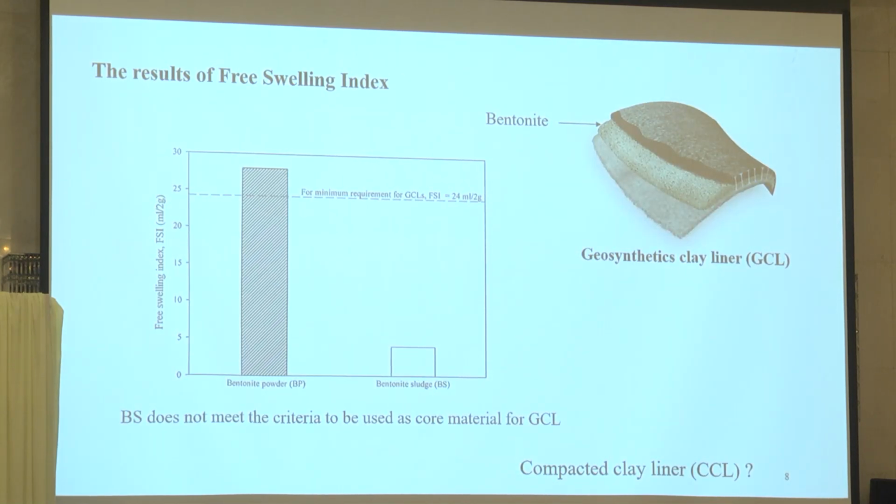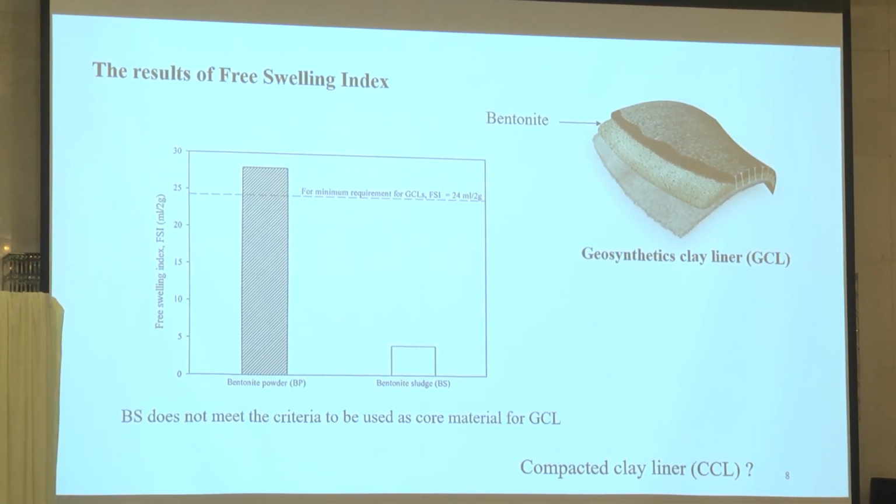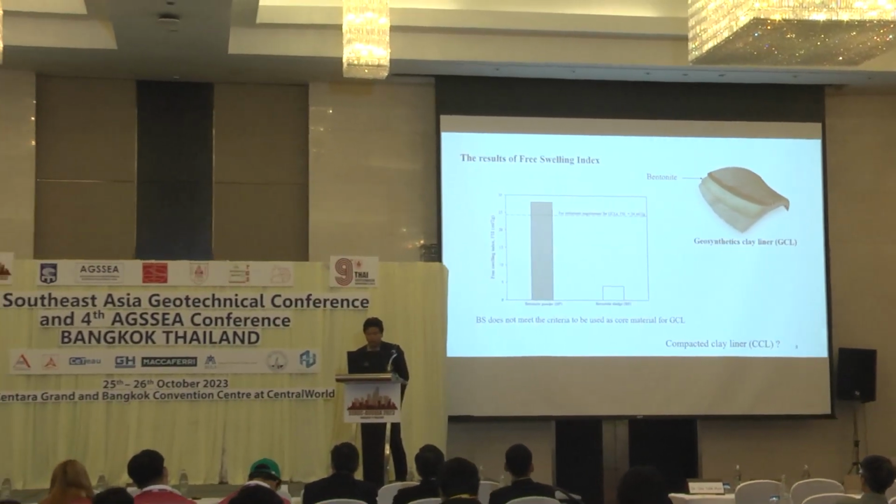So this slide shows the test result of the free swell index test. The minimum requirement of the bentonite, which can be used as the core material of the GCL, is that it should have an FSI, free swell index, above 24 milliliter per 2 gram. And the test result clearly shows that the BS provides very low swelling capacity compared to the BP. So based on this slide, I can say the bentonite sludge cannot be used for GCL application.